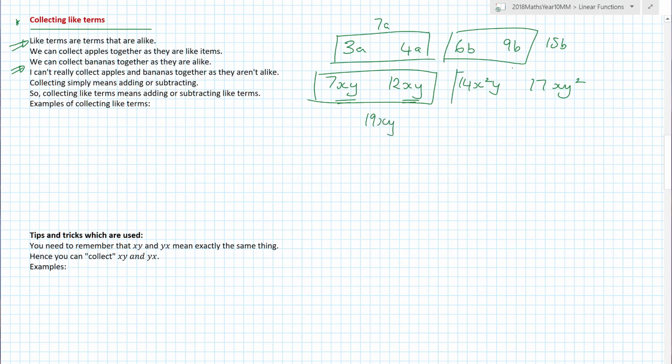Now, if we look at this one here, they cannot be collected together. And you're going to try and say, well, hold on a moment, they've got an x and a y in them. They do, but they have square x's in that one and square y's in that one. Now, you're going to try and say, what's a square apple? Right, well, this is it.